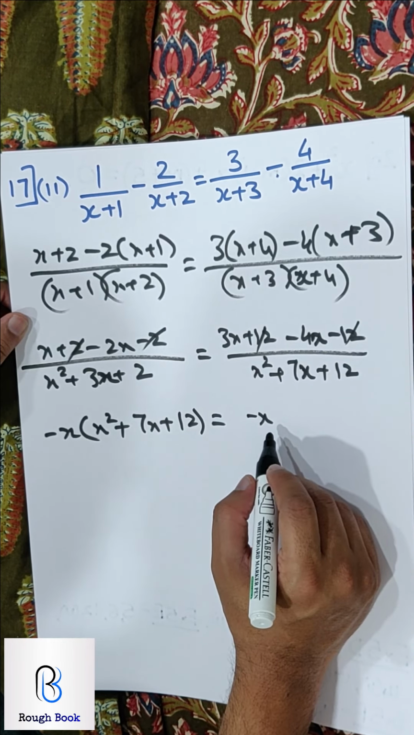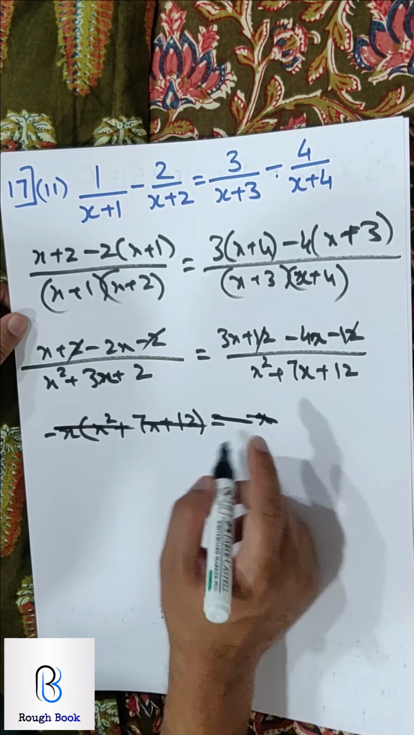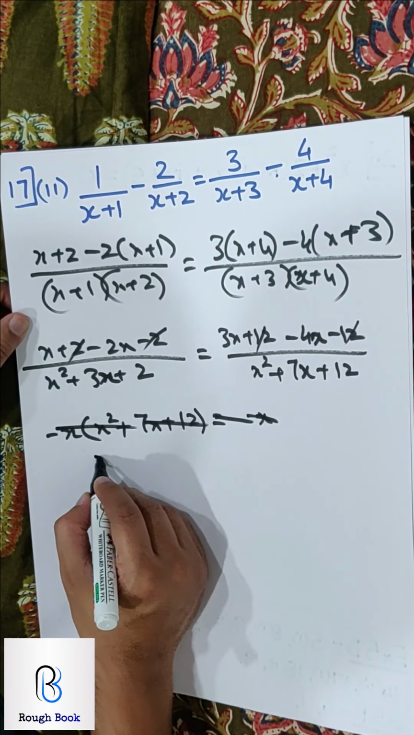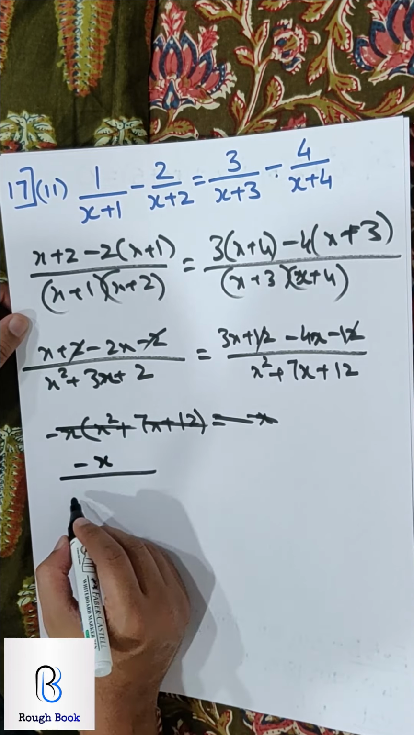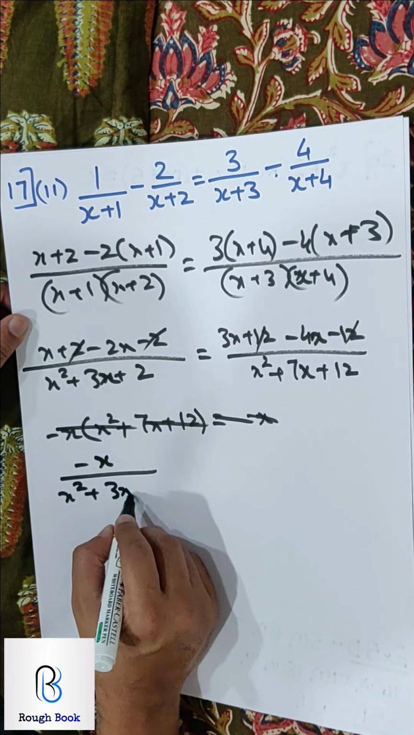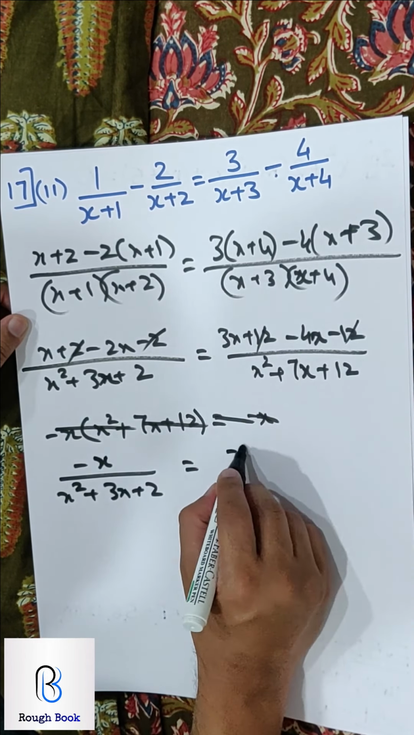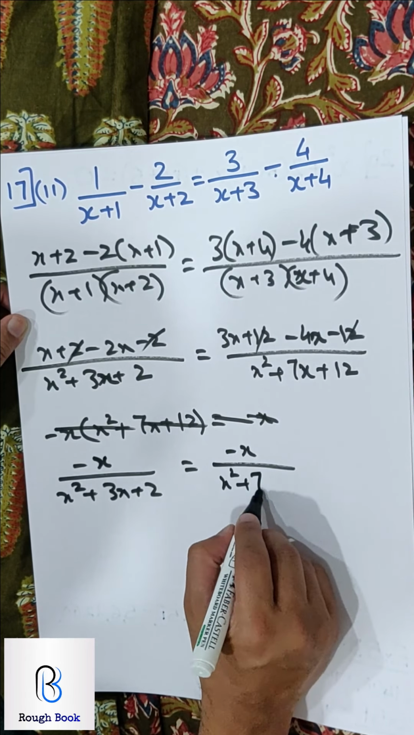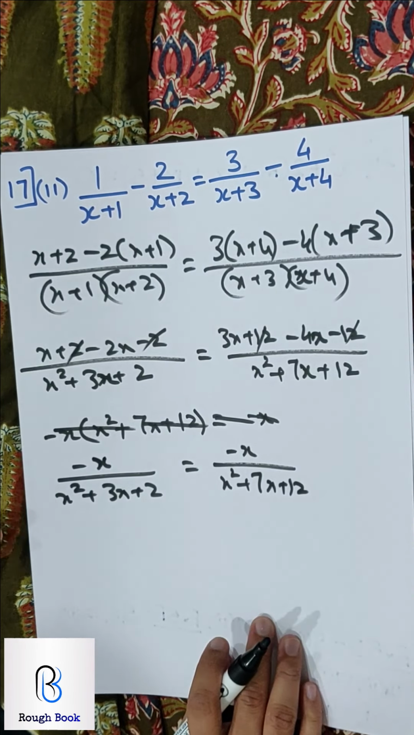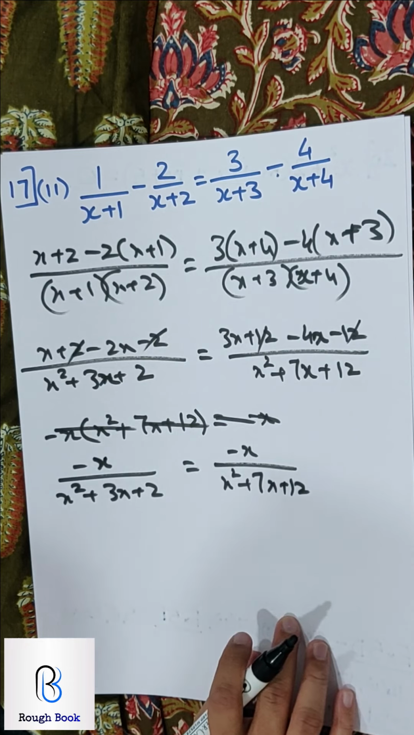Okay, just hold on. What we can do is, instead of cross multiplying, first write the answer to this. So minus x, x square 3x plus 2. Here also minus x, x square 7x plus 12. Now once you reach here, there can be a different method which will make your life easy.